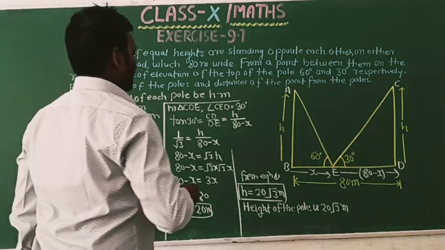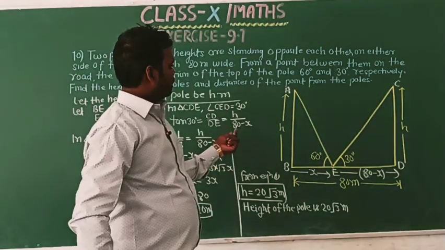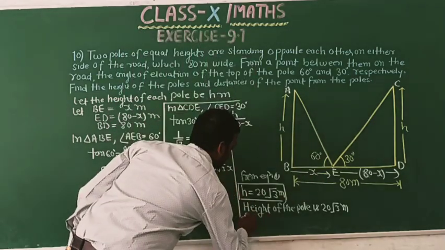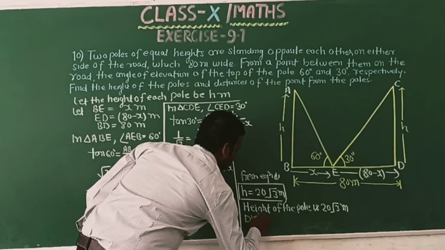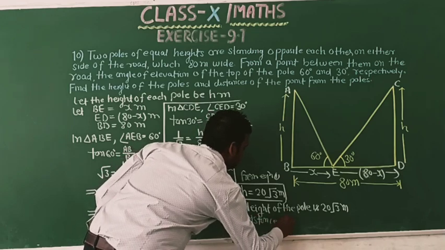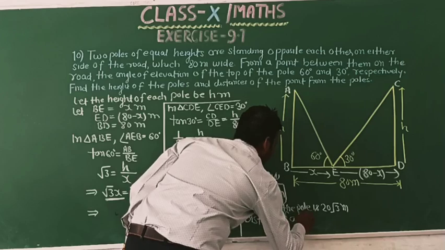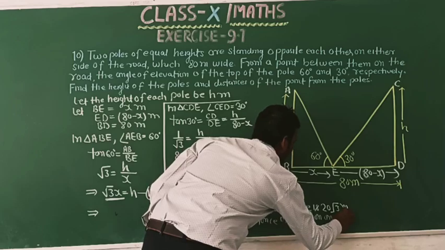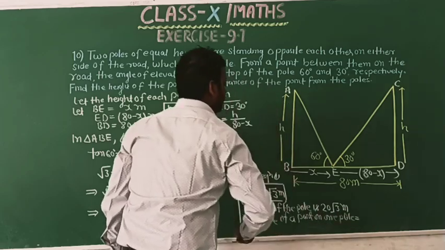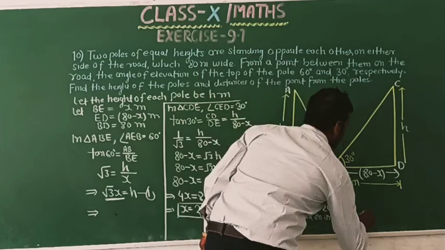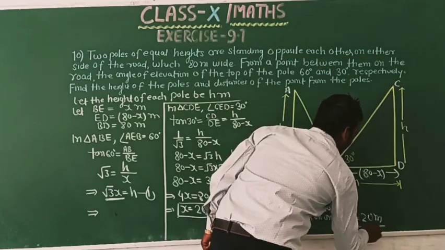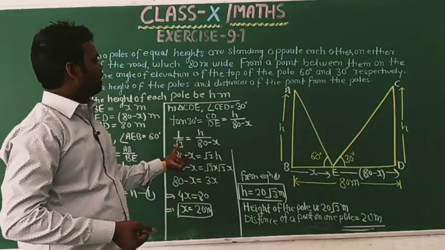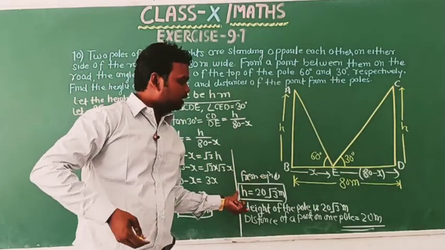And distance from a point of one pole and distance of a point on one pole, which is equal to 20 meter. Okay, so children, this is the solution of question number 10. Okay, I hope this is clear.